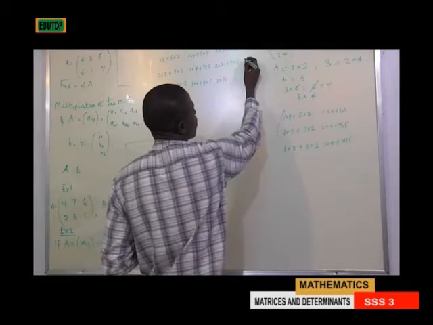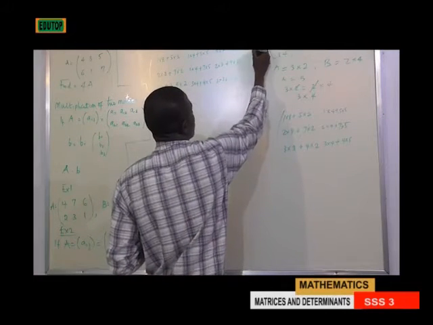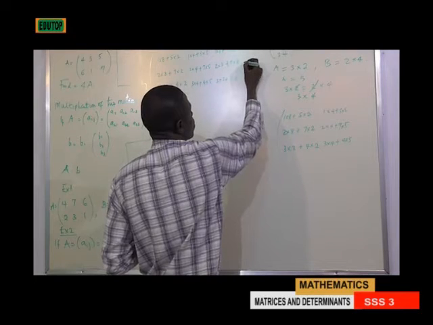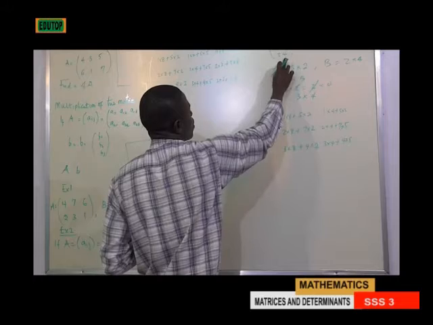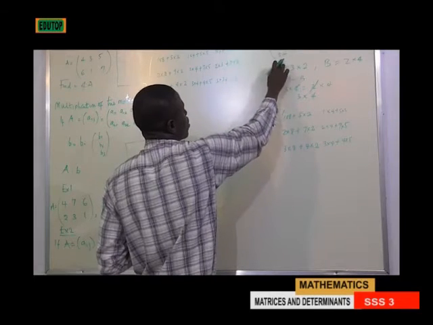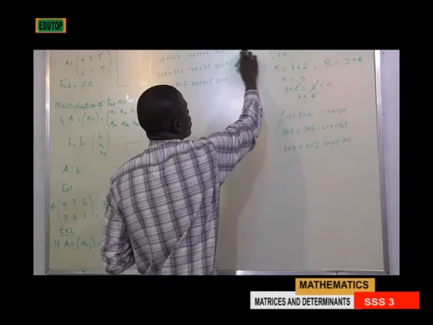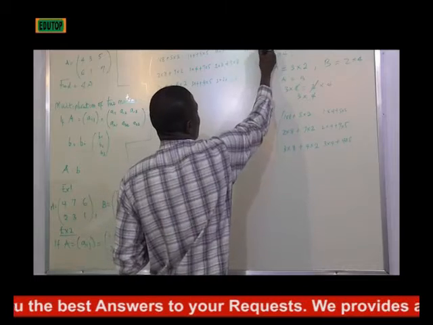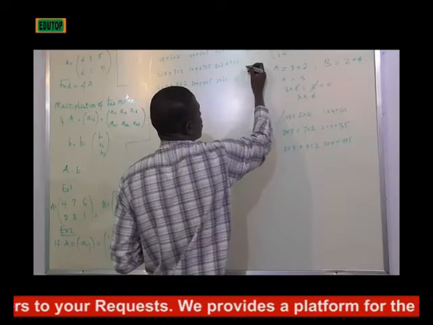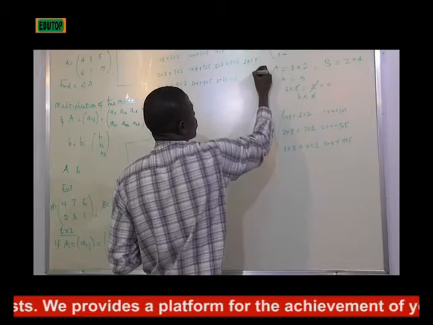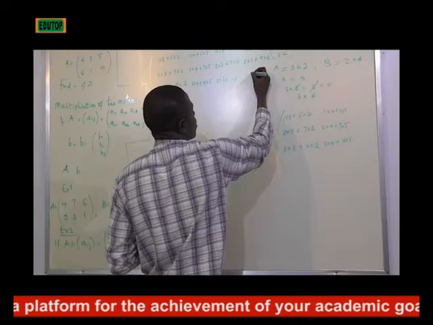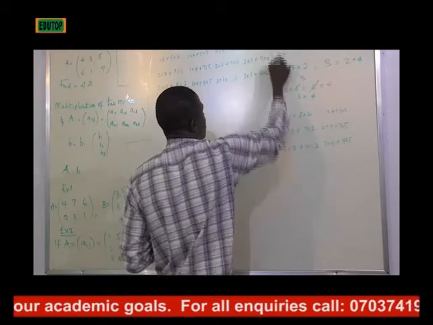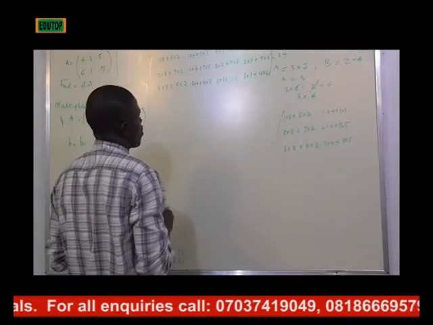Then the last one here, we have 3 times 1 plus 4 times 6. This one will definitely be 1 times 1 plus 5 times 6. Then 2 times 1 plus 7 times 6. 3 times 1 plus 4 times 6. That is what we are going to have.